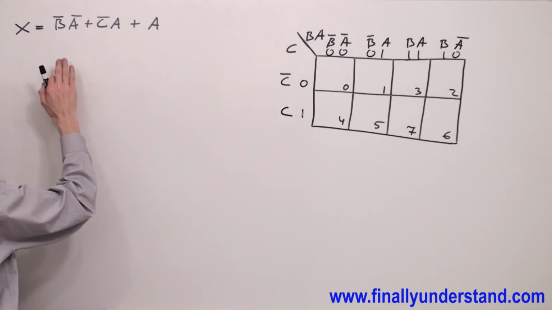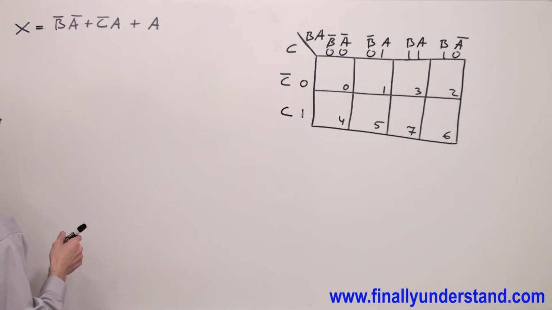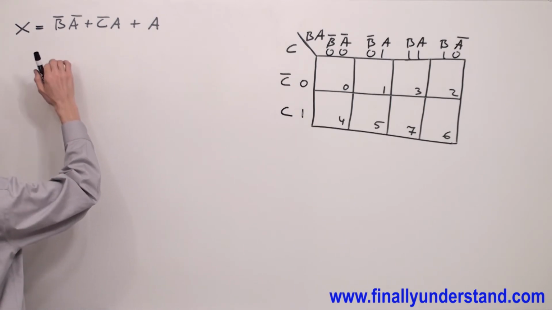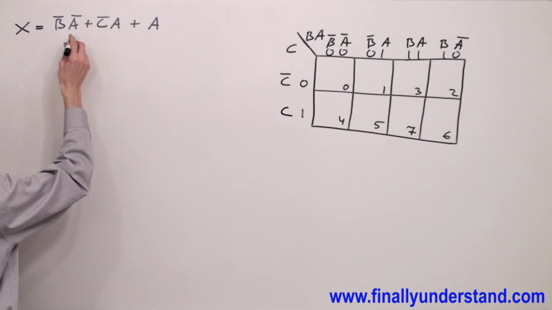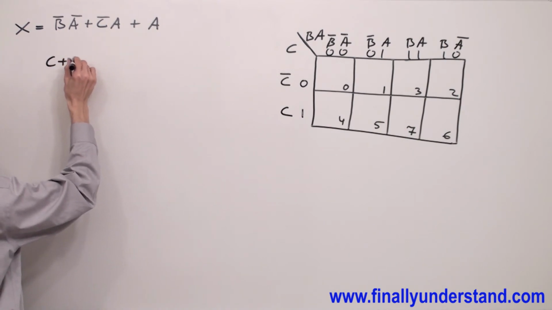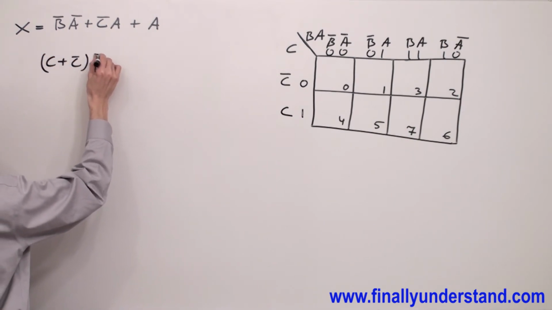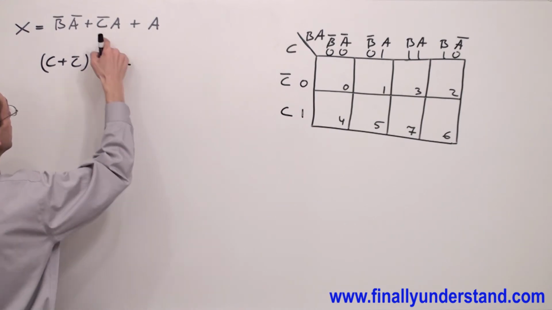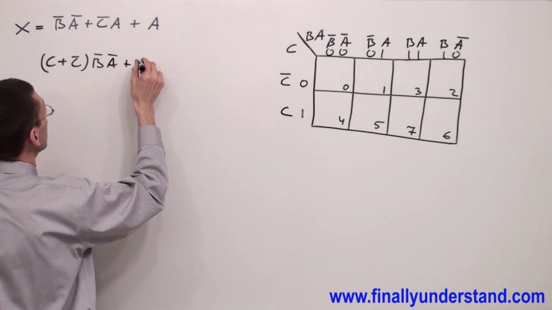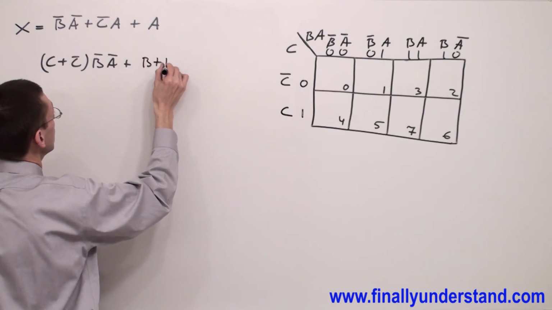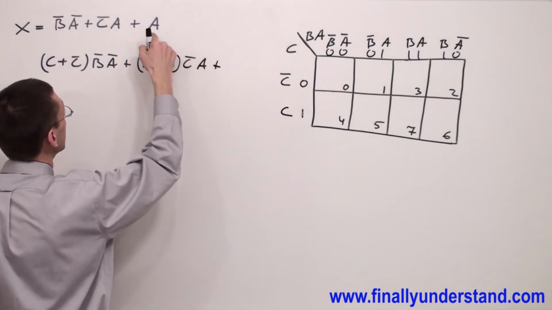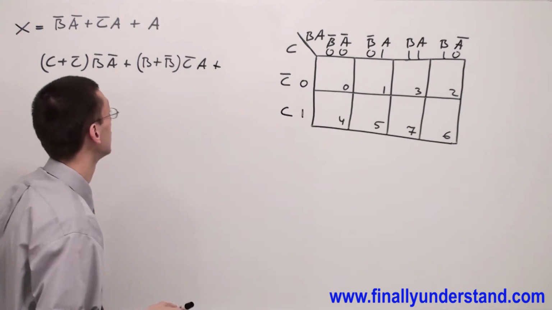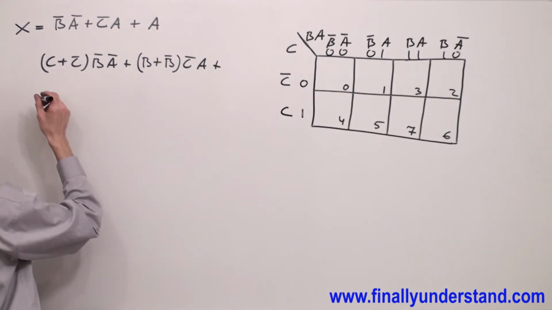In order to convert this to standard SOP, you're supposed to make sure that every single term is going to contain 3 variables. The first term is missing C. That's why I have to multiply the first term by C or C naught. And I have B naught, A naught. The second one is missing B. That's why I'm going to multiply this term by B or B naught, C naught A. This one is missing B and C, but I'm going to do one step at a time.